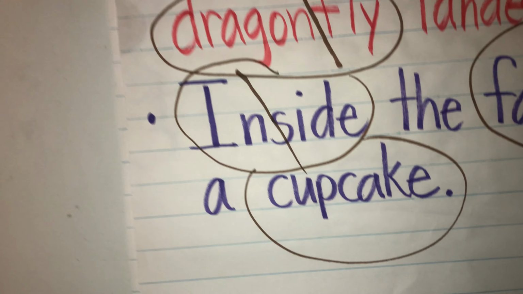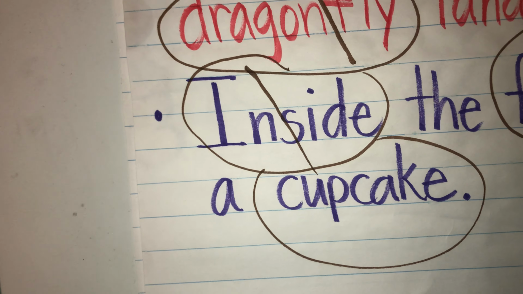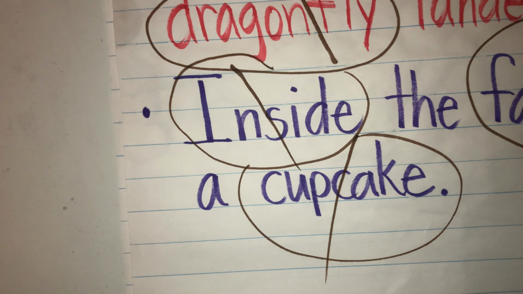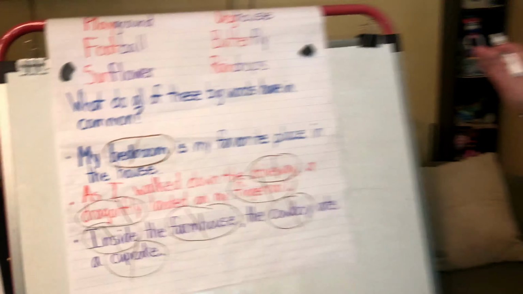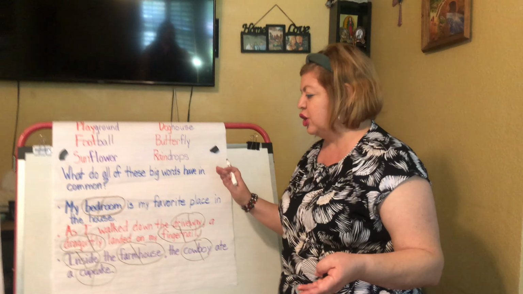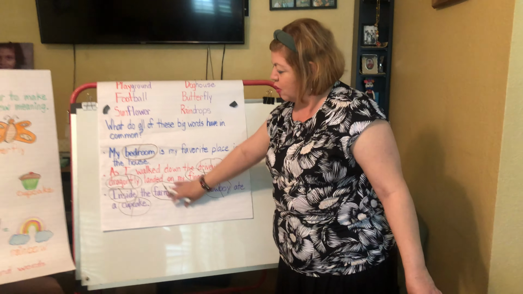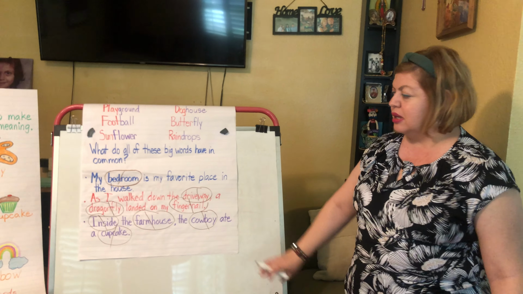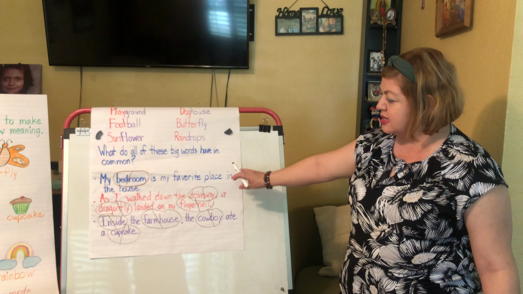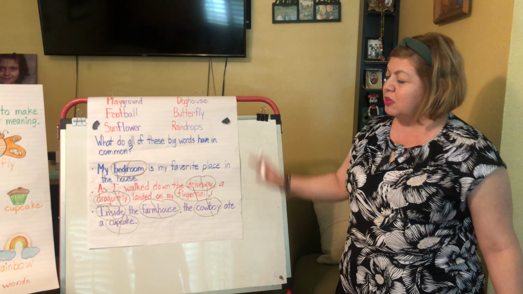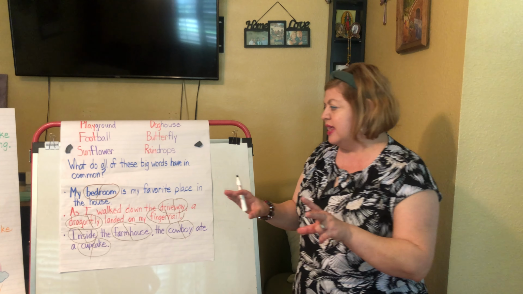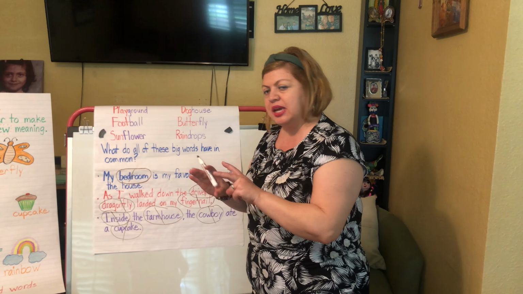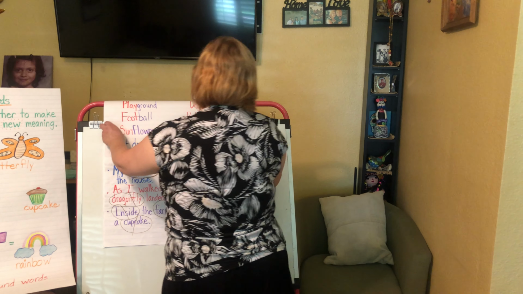And our final one, cupcake. Oops. So cup and cake come together to make the compound word cupcake. So here we were able to see them in context, and we were able to identify them, and we were able to talk about the 2 words that were used or came together to form that compound word.